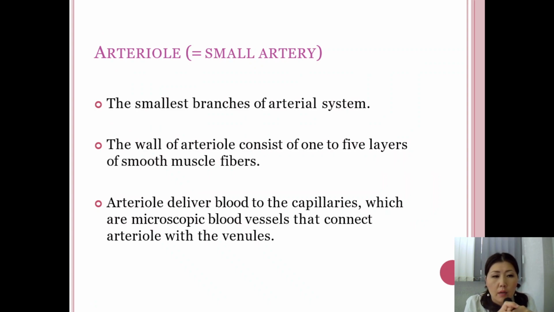Next, arteriole, small artery. The smallest branches of arterial system. The wall of arteriole consists of 1 to 5 layers of smooth muscle fibers. And arteriole deliver blood to the capillaries, which are microscopic blood vessels that connect arteriole with the venules.